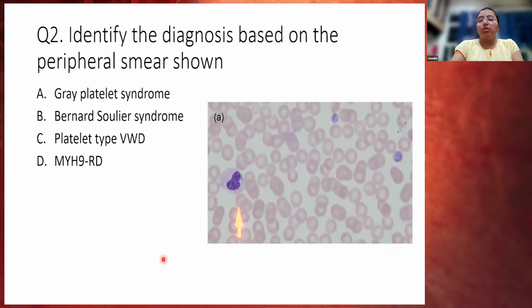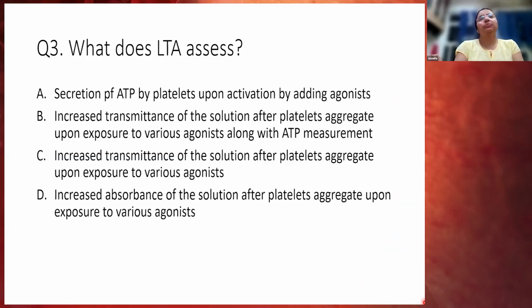So again, I think I have a very learned group of audience today. Nearly all of them have identified this correctly. And the correct answer is the MYH9 related disorder. What you see here is a Döhle-like inclusion, and you have the large platelets along with thrombocytopenia.